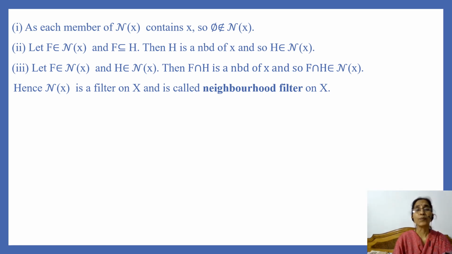Now we check the second axiom. Let F belong to N of x and F is contained in H. Since F is a neighborhood of x, H is also a neighborhood of x, and so H belongs to N of x. Now let F belong to N of x and H belong to N of x. Since F and H both are neighborhoods of x, we know that their intersection, F intersection H, is also a neighborhood of x, and so F intersection H belongs to N of x. So all the three axioms are satisfied. Hence we can say that N of x is a filter on X, and it is called the neighborhood filter on X. Thank you.